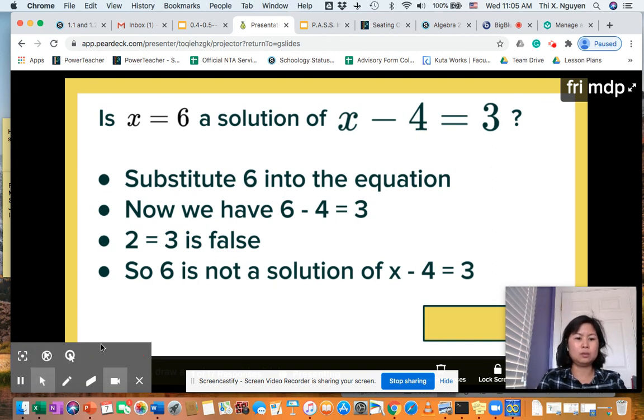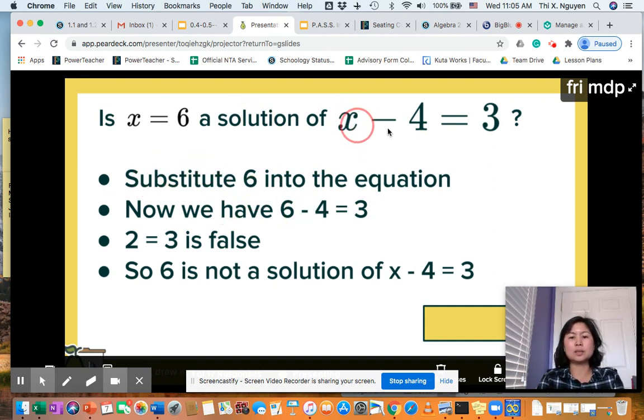So over here, you can do the substitution, substituting into the x values. Now you have 6 minus 4 equals 3. Let's simplify this expression: 6 minus 4 gives me 2. 2 is not equal to 3, so this is a false statement. If it's a false statement, then it's not a solution. So that's how we determine a solution of an equation.